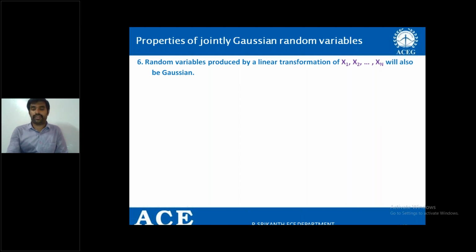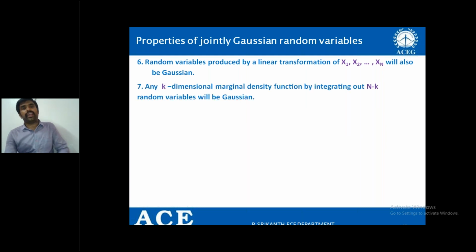Just remember the property. And any k-dimensional marginal density function, obtained by integrating out n minus k random variables, will be Gaussian. I repeat, any k-dimensional marginal density function. How do you get the k-dimensional marginal density function? Only by integrating out n minus k random variables. That k-dimensional marginal density is also Gaussian, right?